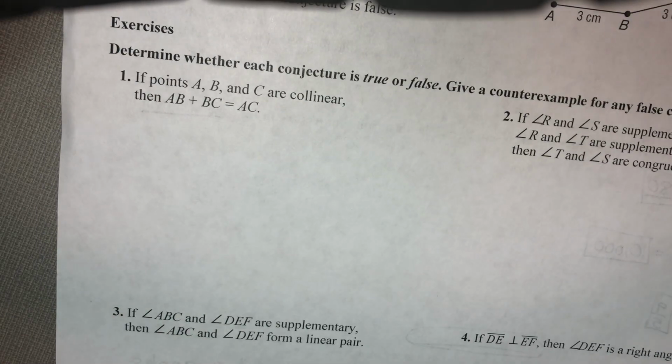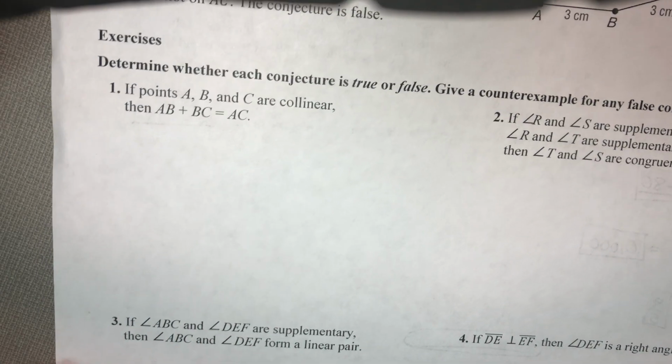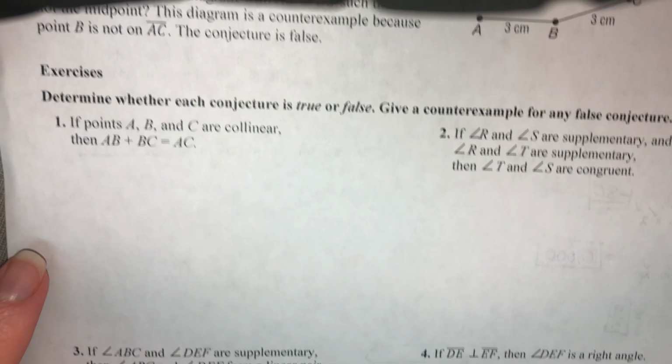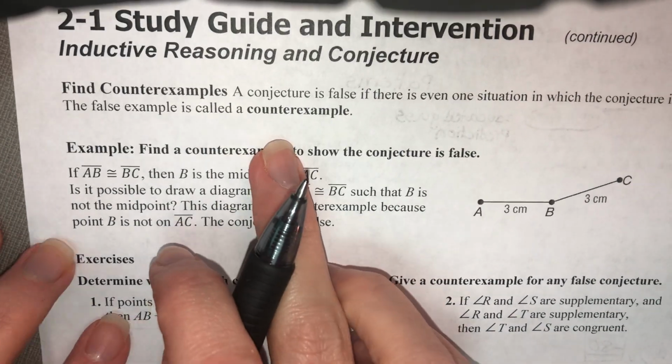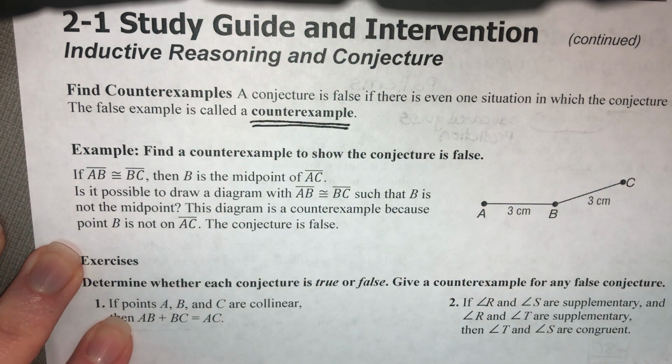moving on to the back. We here are going to determine whether each conjecture is true or false and give a counter example for any false conjecture. So we have the word counter example defined up here, and this is a very important word. We use this a lot in geometry.